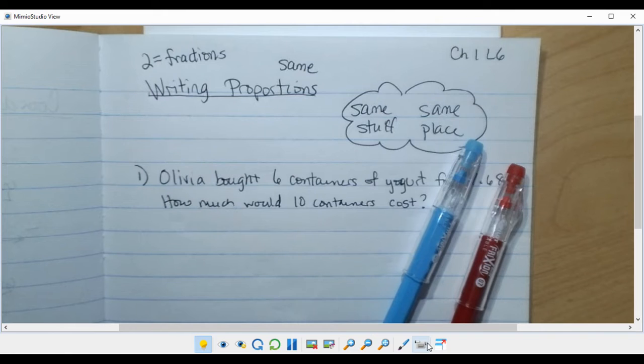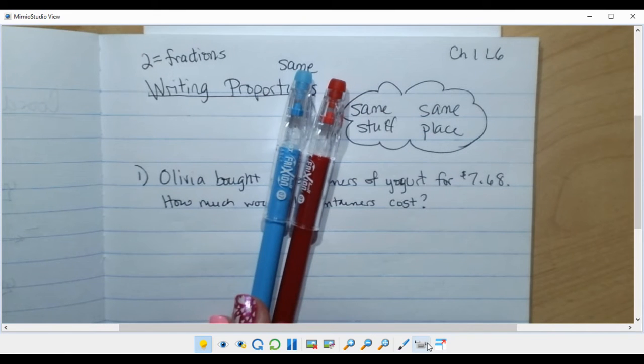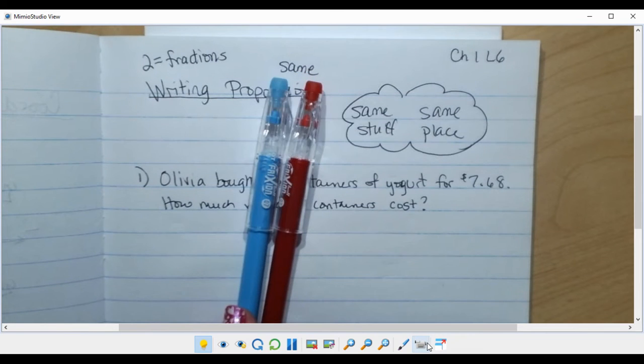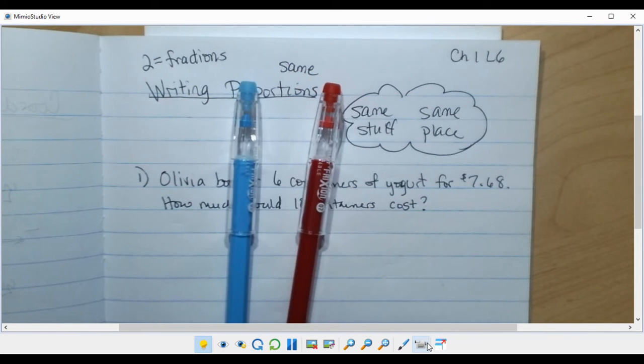Okay, if you are a fan of colored pens, this lesson is for you. I love using colored pens for this because I think it makes things really easy to see how you set them up. The other thing that I'm going to caution you, there are multiple correct ways that you can set up a proportion for the same problem. And I'm going to show you a way to check so that you don't always have to say, oh, but is mine the same? I'll show you.